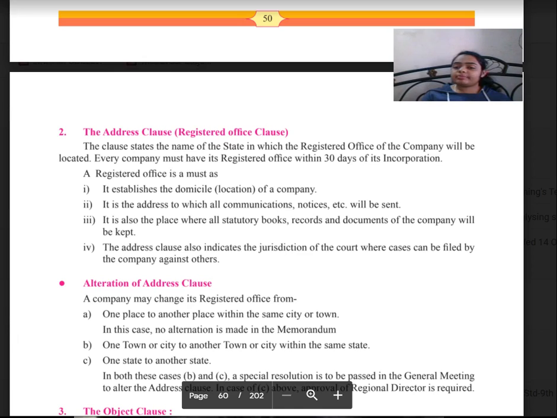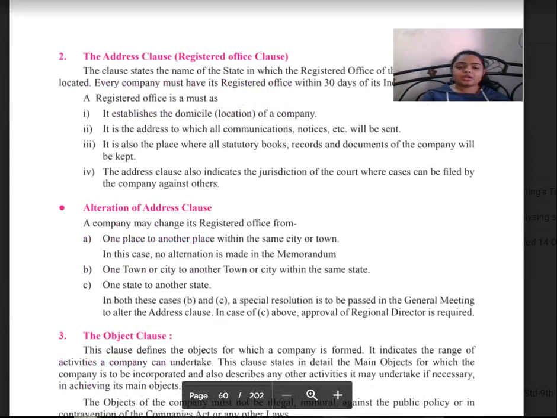Then it also is the place where all statutory books, records, and documents will be kept. The address clause also indicates the jurisdiction of the court. In case a company is to be sued or a person is going to sue a company, the jurisdiction of the court is very important, both to file cases against the company and for the company to file against people. So it also helps determine the jurisdiction of the court.